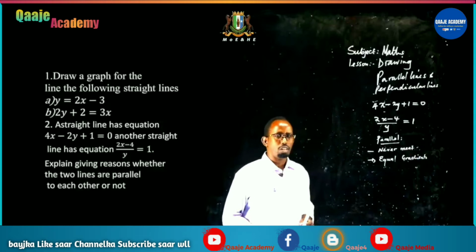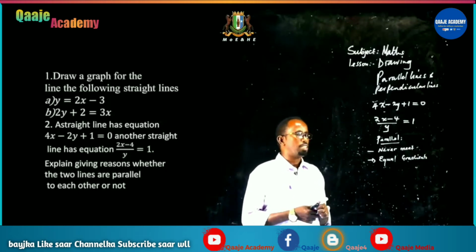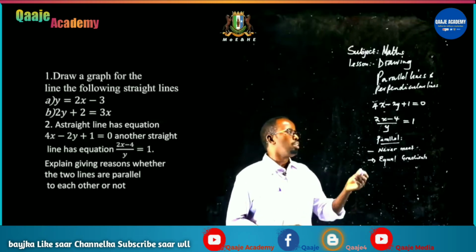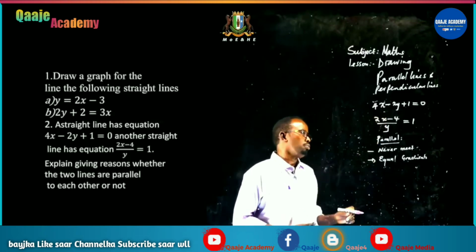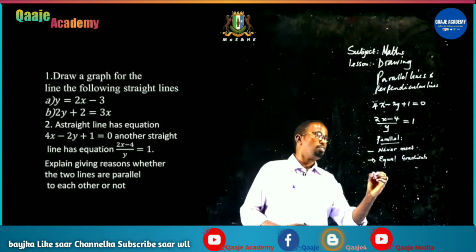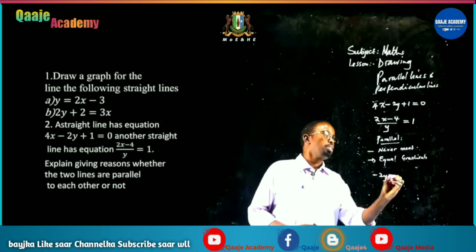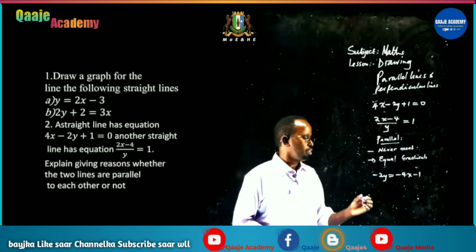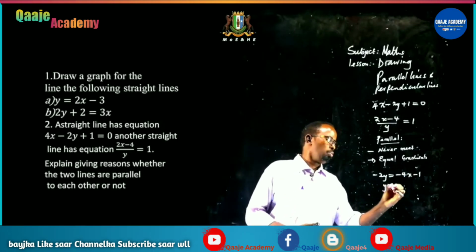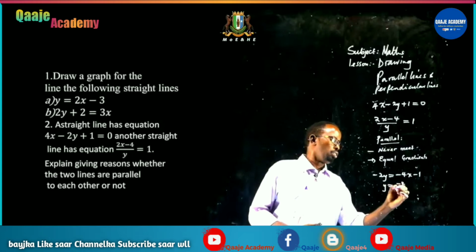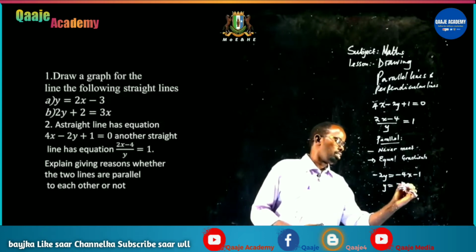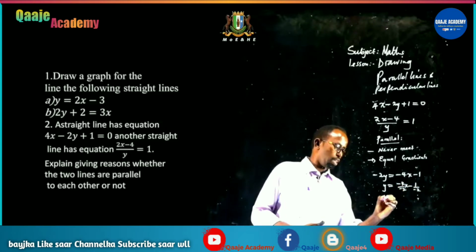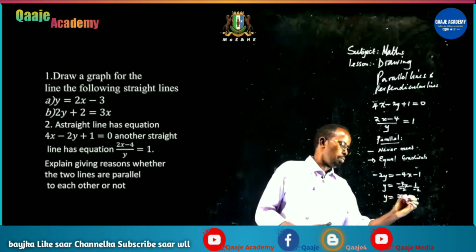Parallel lines have equal gradient. The two lines must have the same gradient. So therefore, for us to answer that question, we write this one in the form of y equals mx plus c. So therefore, minus 2y will be equal to minus 4x minus 1. You divide both sides by minus 2. y will be equal to minus 4 divided by minus 2 x, minus 1 divided by minus 2. Therefore, you get y is equal to 2x minus half.